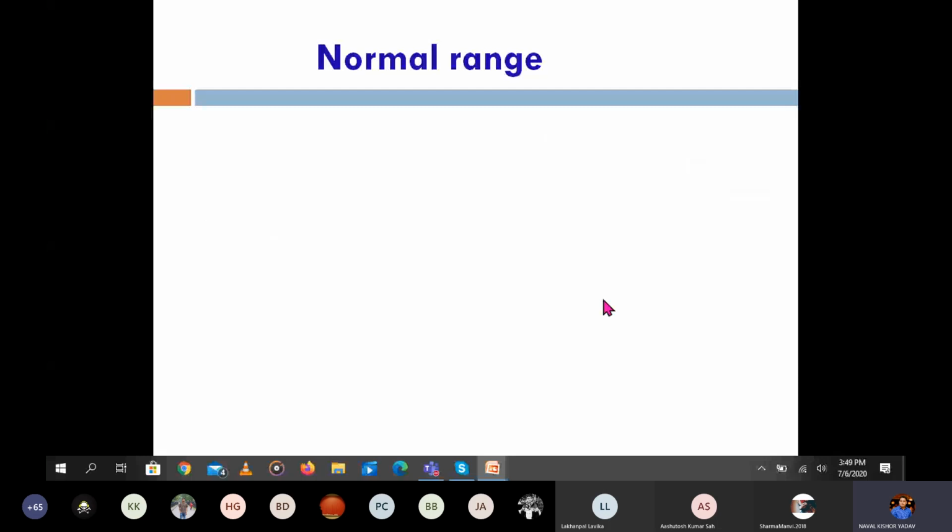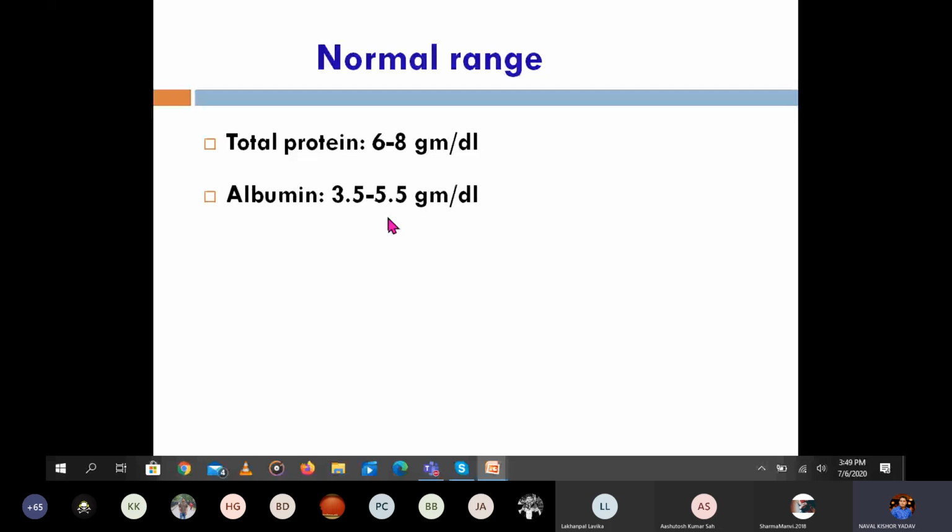So normal levels, I think you have not forgotten the normal levels of proteins. Total protein is 6 to 8 gram per dL. That is total proteins. And the main proteins in the blood are albumin and the globulins. Albumin is 3.5 to 5.5 gram per dL. Similarly, globulin is 2.5 to 3.5 gram per dL.